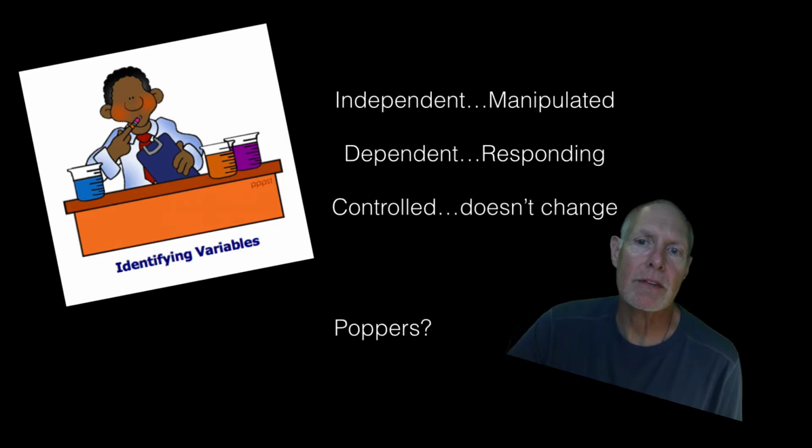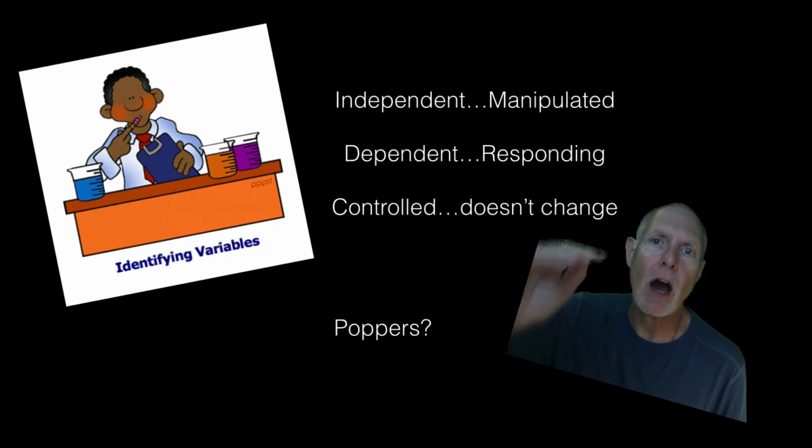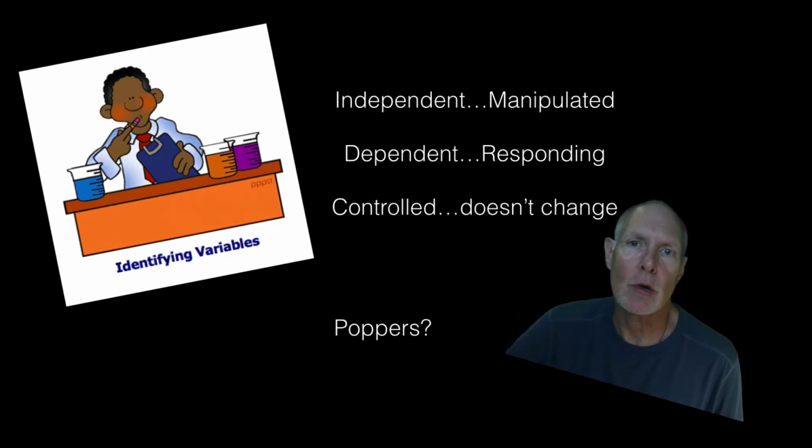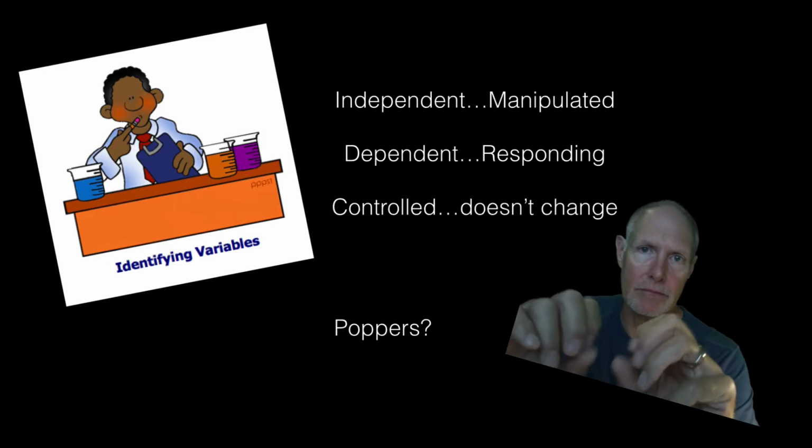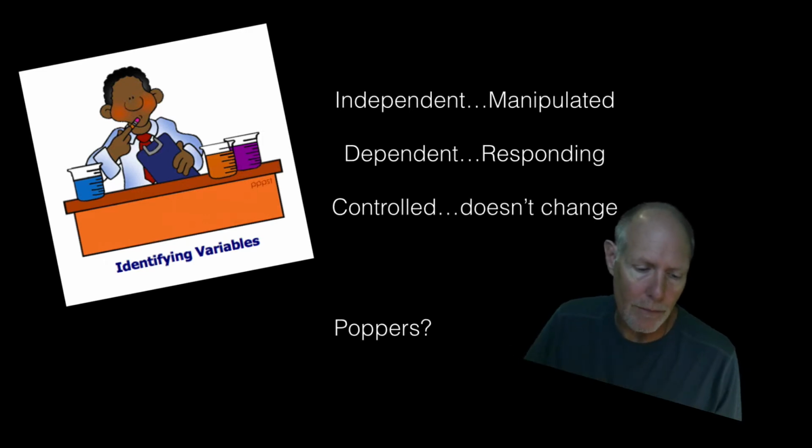And then the dependent variable, the thing that changed as a result of what I did to the popper, was how high it bounced up. So the dependent variable was the height of the bounce. Another way to look at that would be to say, okay, I manipulated, or I changed the popper, and then when I put it on the table, it responded to my manipulation and bounced up.